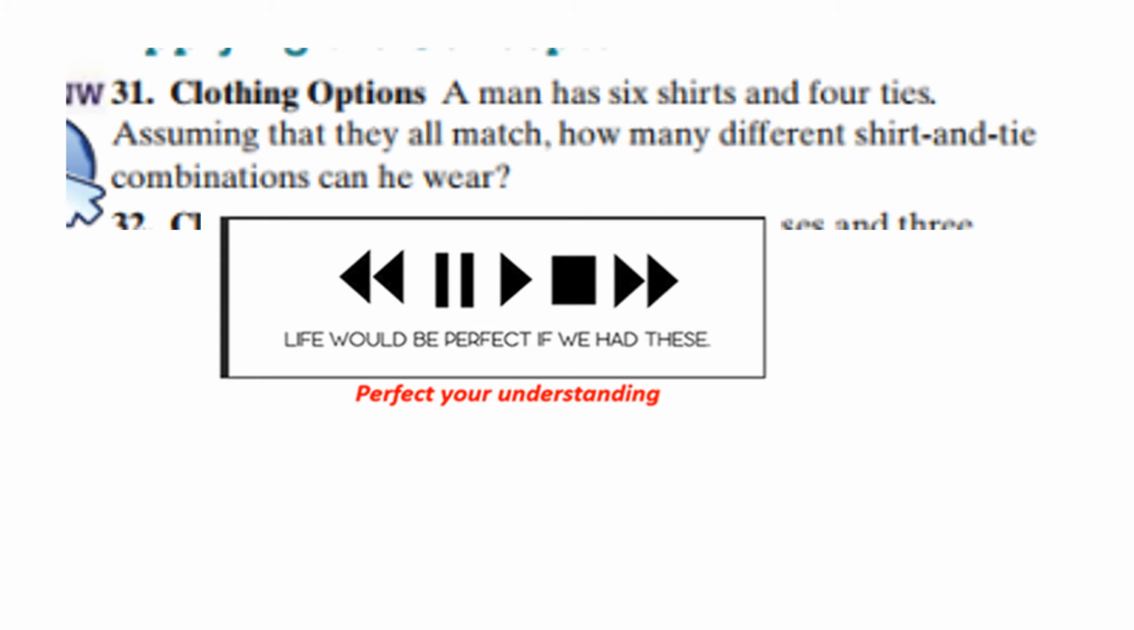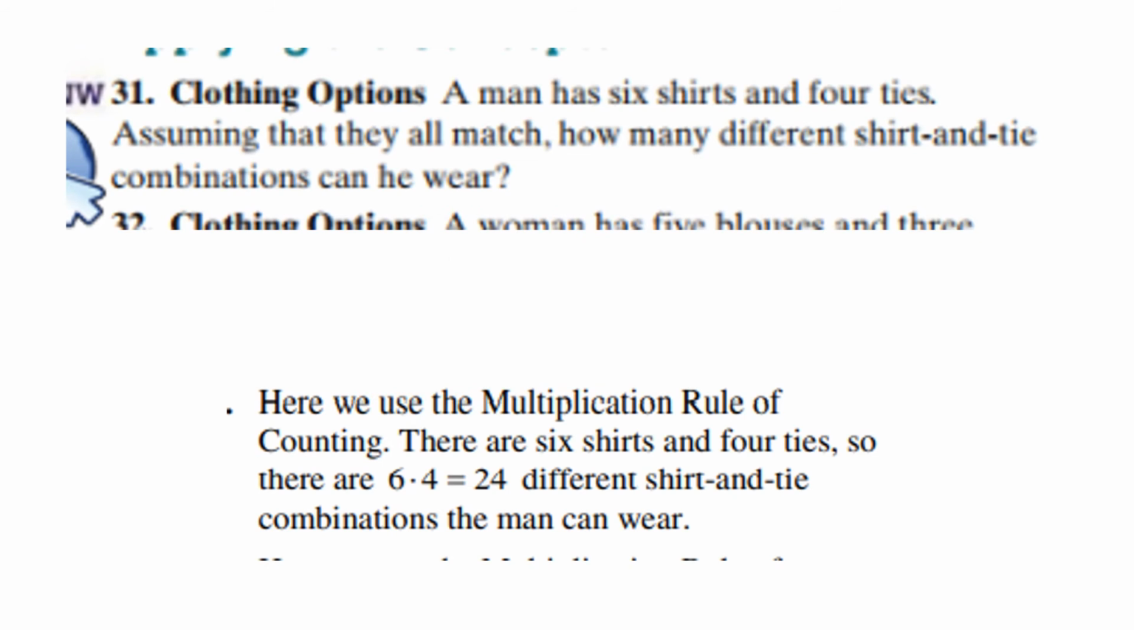Let's see how you did. Well, we just use the multiplication rule. There are 6 shirts and 4 ties. So 6 times 4 equals 24 different combinations, different wardrobes the man can wear.